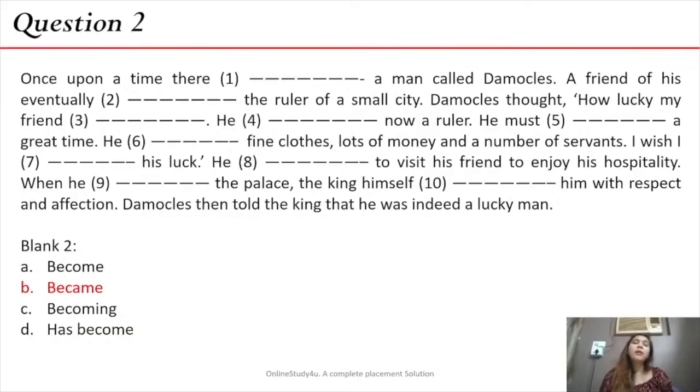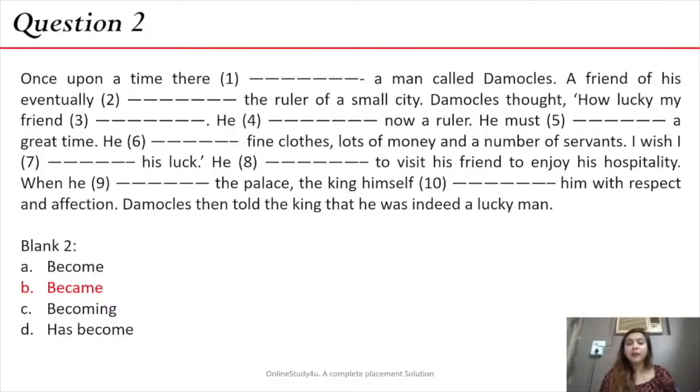Now, why is it became and not anything else, guys? Because whenever it comes to these passages, we try to use the concept of parallelism. What does that mean? If I am starting the paragraph in a past tense, I will try and stick to past tense throughout the paragraph. I will not try and make it past perfect. I will not try and make it past continuous. I want to stick to the same tense. So because we use there lived a man called Damocles, out here also we will use simple past tense, which is a friend of his eventually became the ruler of a small city.